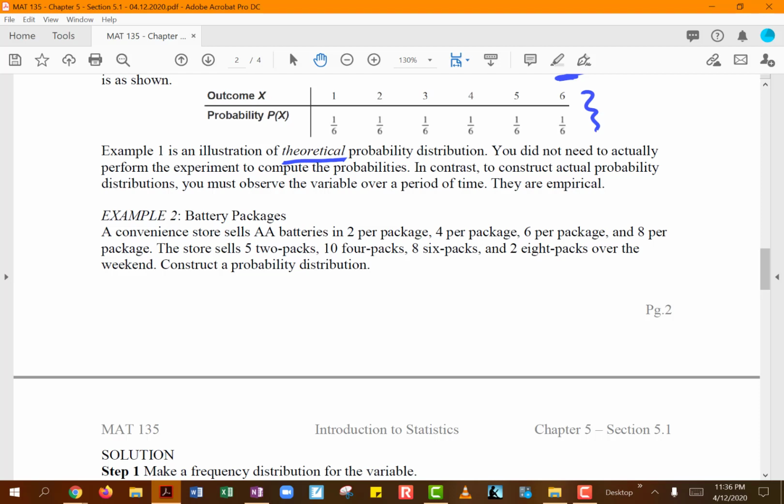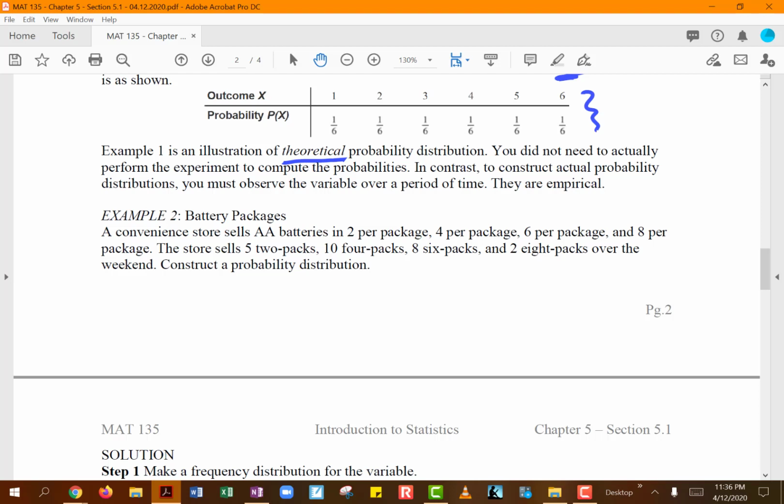So let's go ahead and take a look at our next example here, which is going to be based on observation, more of an empirical type of example rather than theoretical. They're talking about a convenience store that sells AA batteries in 2 per package, 4 per package, 6 per package, and 8 per package. So these are just individual packages of what size you get. You can only get 2 batteries in a pack, 4 in a pack, 6 in a pack, or 8 in a pack.